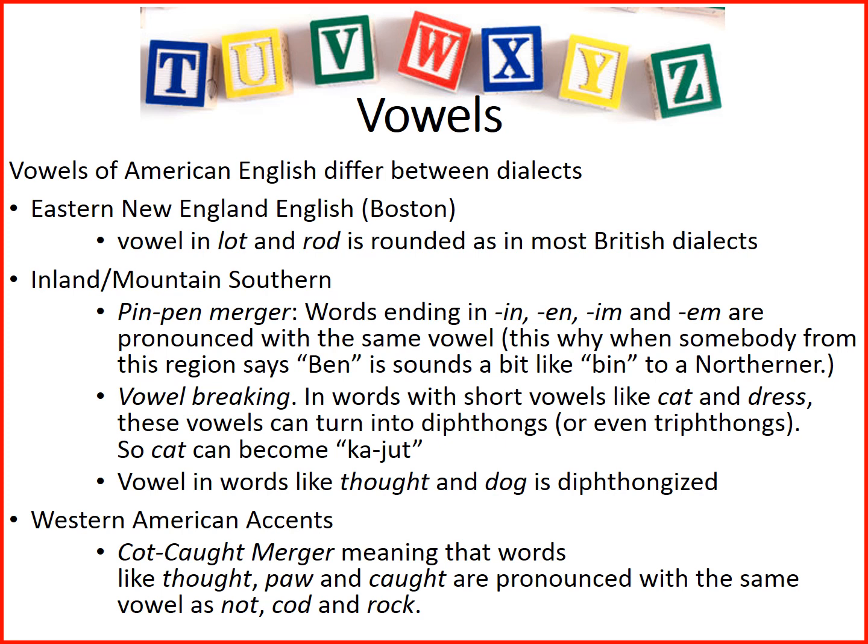Those words and words like thought, paw, and caught all sound the same as the vowel sound in not, cod, and rock. So that ah sound versus the more open ah. Again, I'm not very good at it because I speak the Western American dialect of English. So that's just for your interest, but it again points out why vowels are so much trickier than consonants. And for English language learners who bring vowel sounds from their native languages, it becomes even more complicated than that. So vowels are just very, very tricky business.